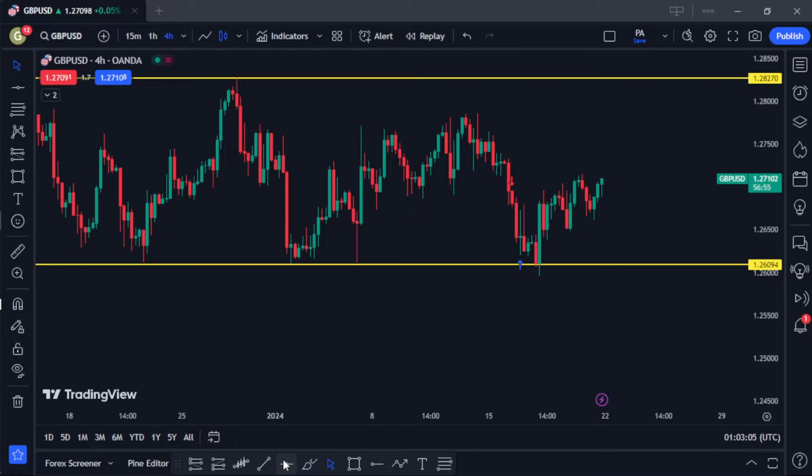The first one is to wait for this market to trade back to this zone, show a sign of rejection, and then you place a buy order. Or secondly, you can wait for it to get to this top and then show a sign of rejection at this top before you place an order.